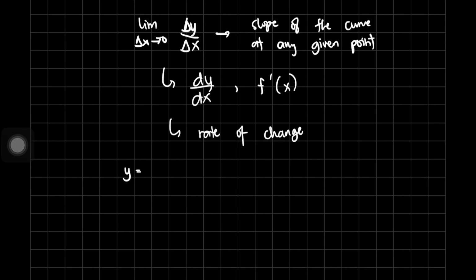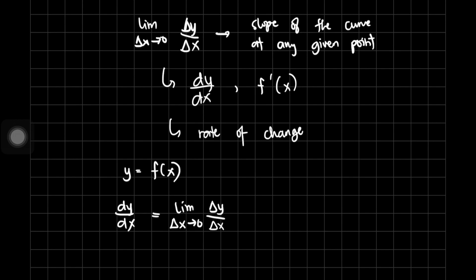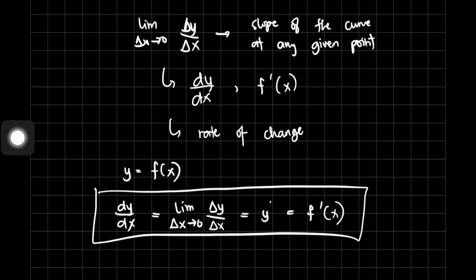So if we're going to summarize this discussion, the very definition of a derivative of a function: if we have y equals a function of x, and we determine the derivative of this, which is denoted by dy over dx, then that is equal to the limit of delta y over delta x as delta x approaches 0. It can also be denoted by y prime, or by f prime of x. So this is now the definition of the derivative.